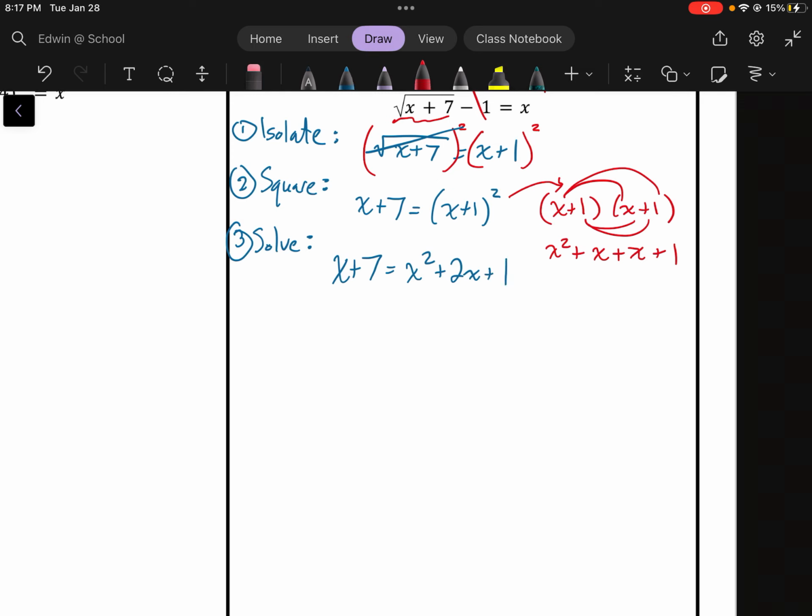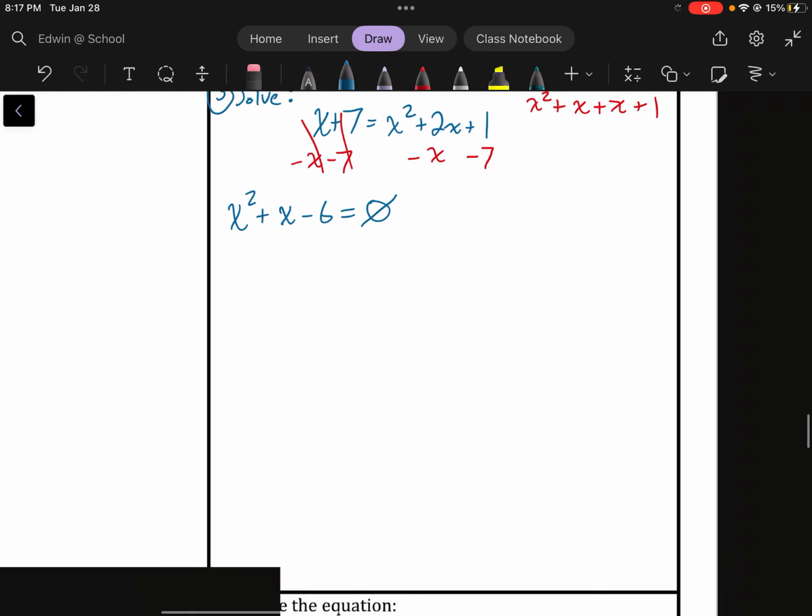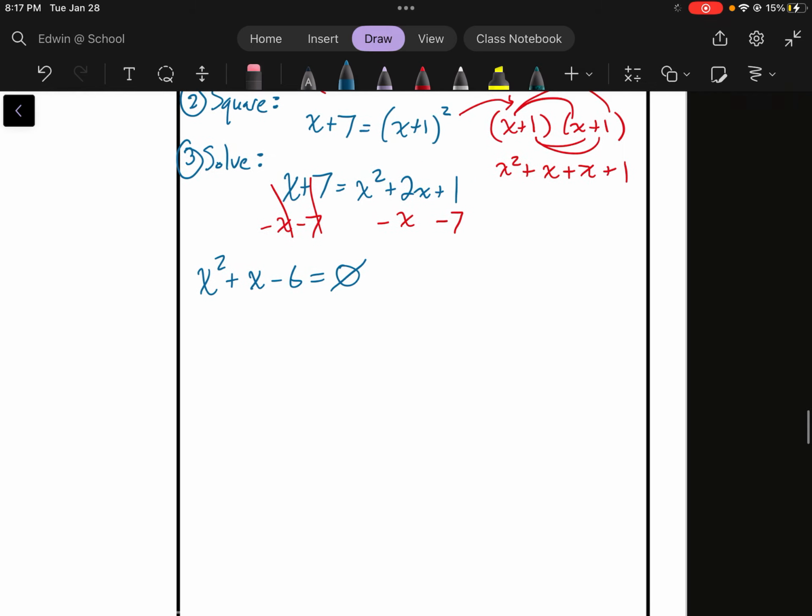Next, we want to move all of these terms to the same side so that we could solve this like a normal quadratic equation. It's going to be x squared plus 1x, so I'll just write x, then minus 6 equals 0. The way that I'm going to do this is by box method, although I encourage you to do grouping. It's not too hard.